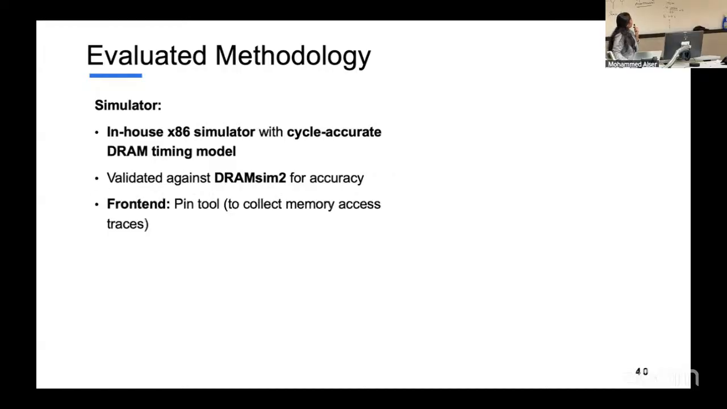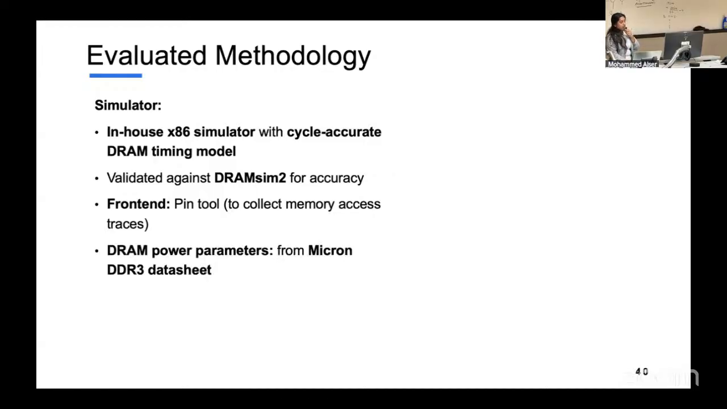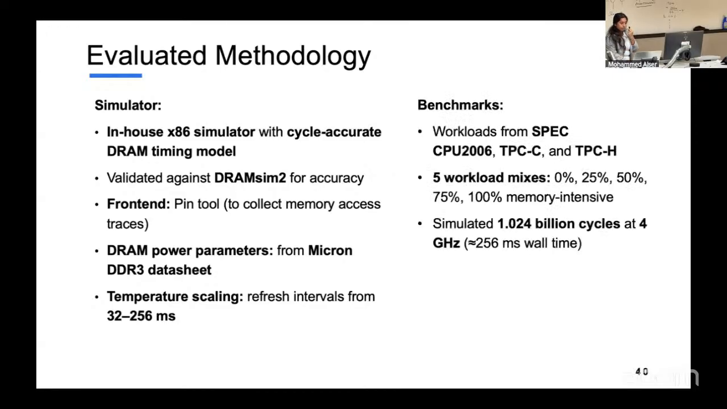And then they have used a pin as a tool to collect the memory traces, to check whether it performs the same as the actual DRAM. For the DRAM, they have considered the Micron DDR3 datasheet as the power parameter. And here we can say that they have scaled the temperature from 32 to 256.